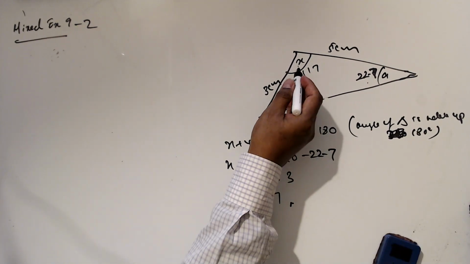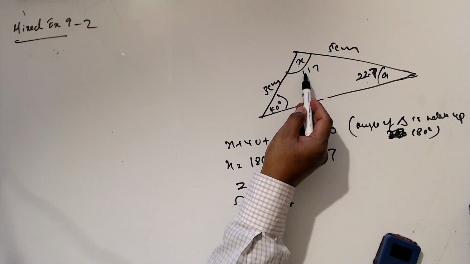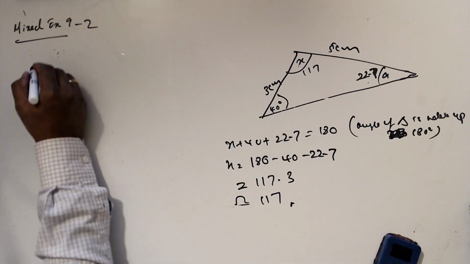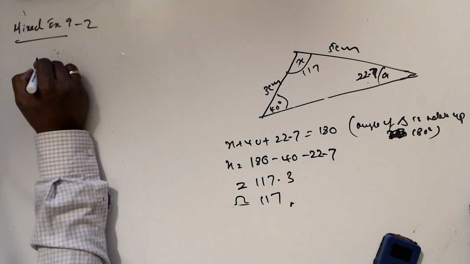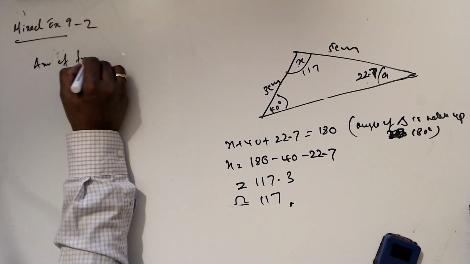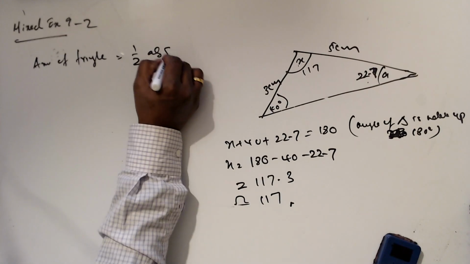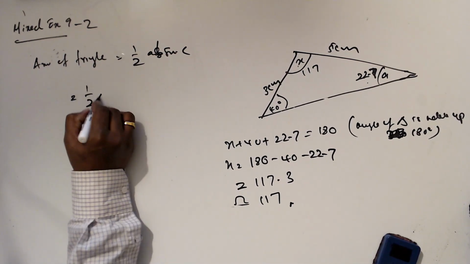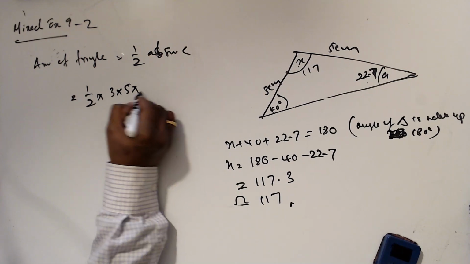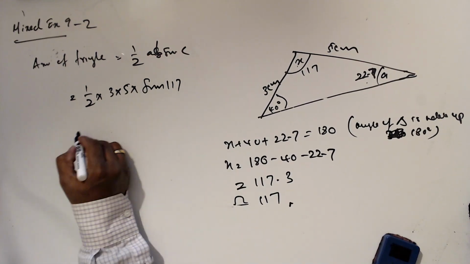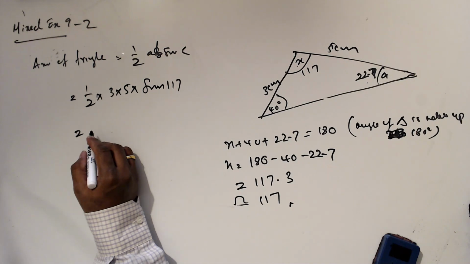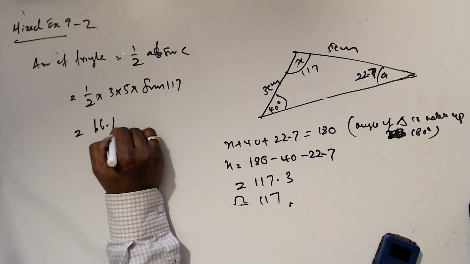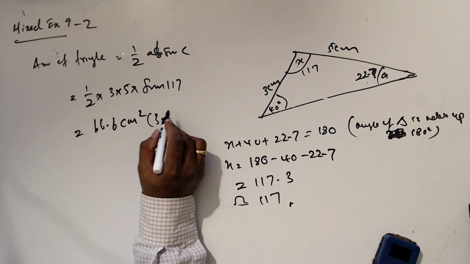Then we can find the area, because we know an angle and we know the two lengths of the sides. So area of triangle is half a b sine C. So equal half, a is 3, b is 5, and sine 117. So your answer should be 66.6 square centimeters to 3 SF.